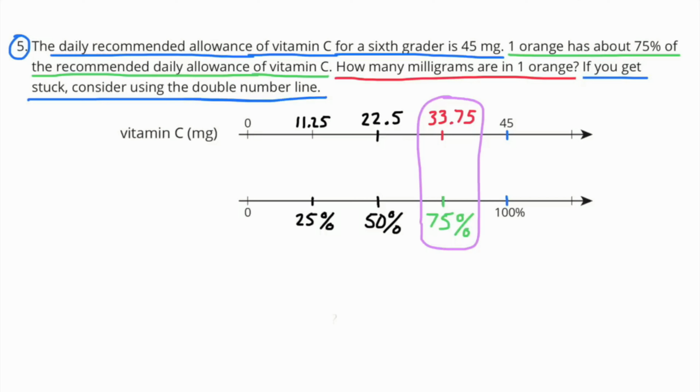So 75% would be 50% plus 25%, and the amount of milligrams that would be in one orange would be 22 5/10 plus 11 25/100. So one orange, or 75% of the daily recommended allowance of vitamin C, would be 33 75/100.